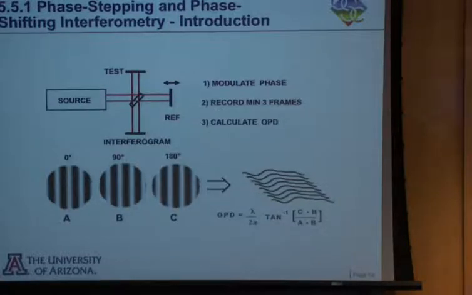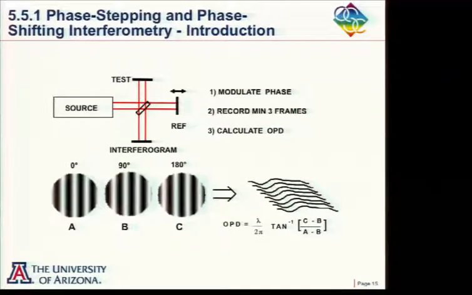So this phase shifting, phase stepping, will work with any 2-beam interferometer that you have. And so I show here the basic Twyman-Green. And so we're going to get an interferogram down here. And we're going to put a solid state detector array down here and interface that to the computer. And we're going to read out 3 or more frames of the data.